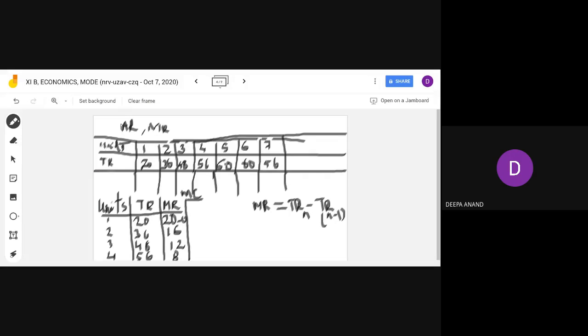It will go like this: 56 to 60, that is 4. 60 to 60, that is 0. 60 to 56, that is minus 4. See, how well that works, what can you say?